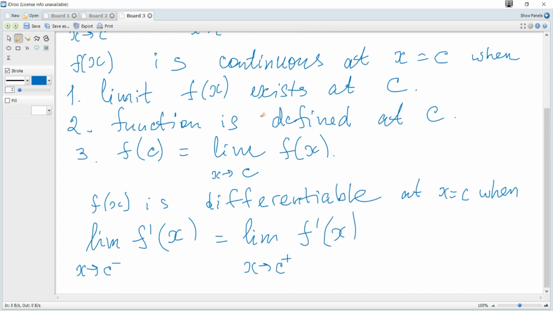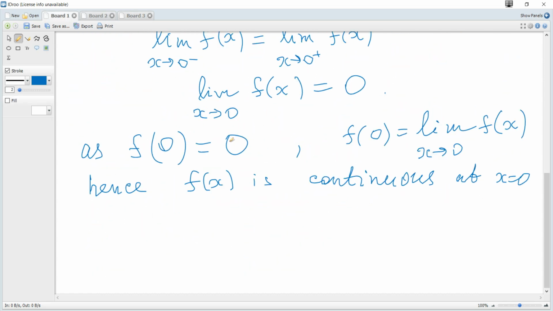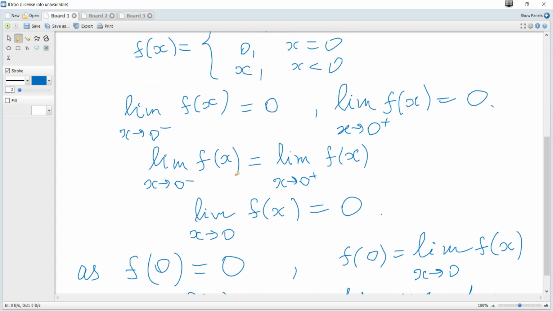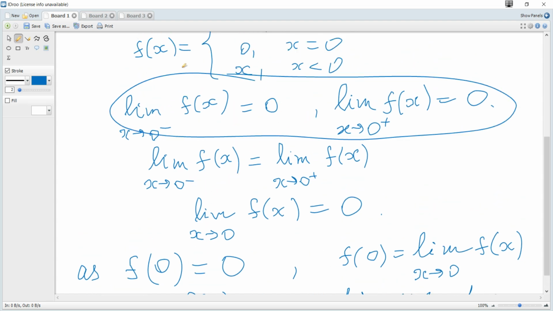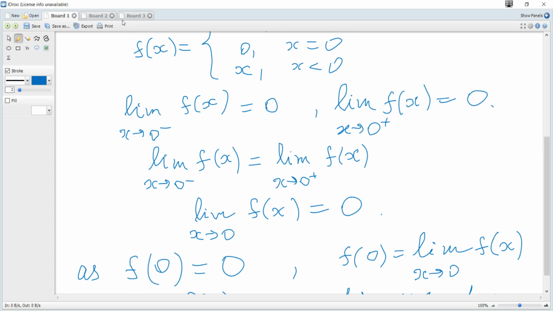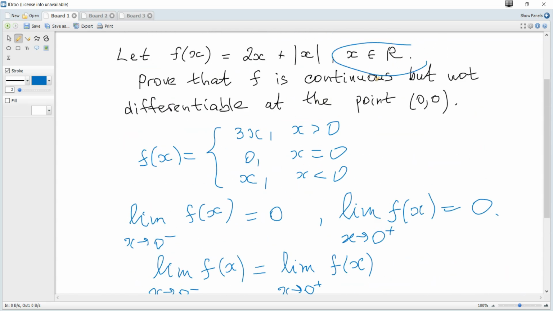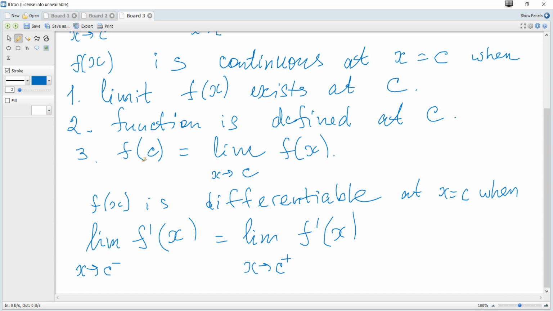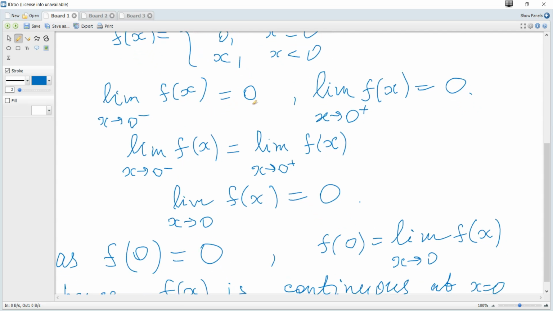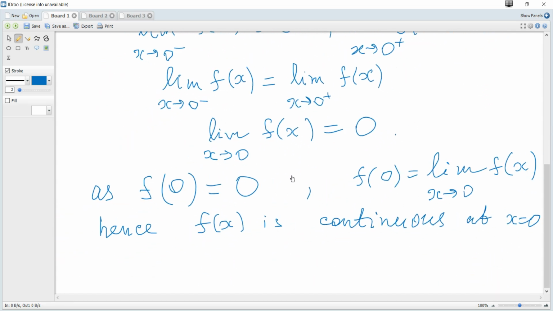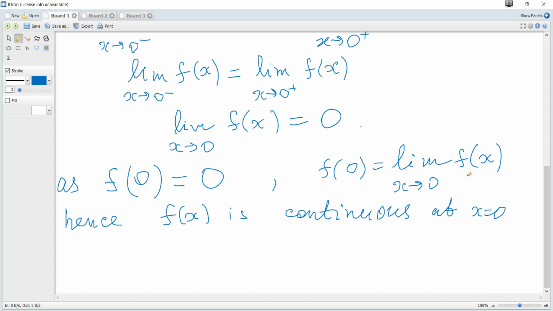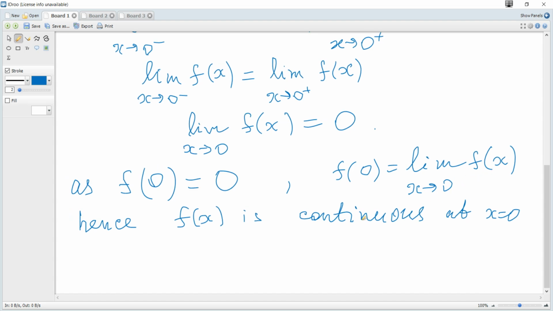So you can see the limit exists. It means the limit from the left is equal to the limit from the right. The function is defined, because x is real, which implies that the domain includes 0. And the function at 0 is equal to the limit. The limit exists and is equal to 0, and the function is also equal to 0. So f(0) is equal to the limit at 0, and hence the function is continuous.